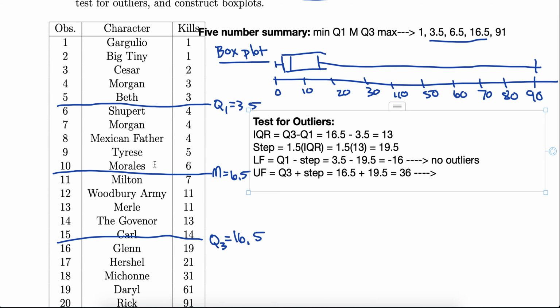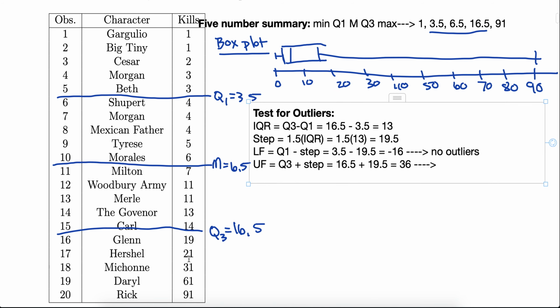So let's check out our data. 36 was our boundary. Down here we've got 2 data points that are beyond 36. We have 61 and 91, Rick and Daryl. If you watch the show, that probably makes sense from the first 3 seasons. So 61 and 91 are outliers because they go beyond that upper fence. They're considered unusually large values.